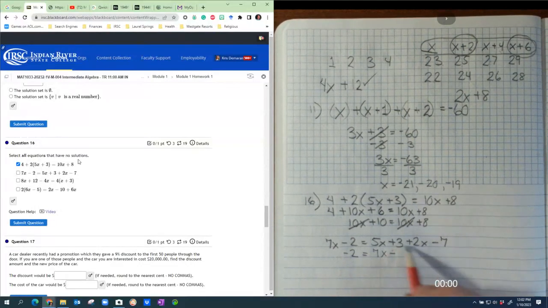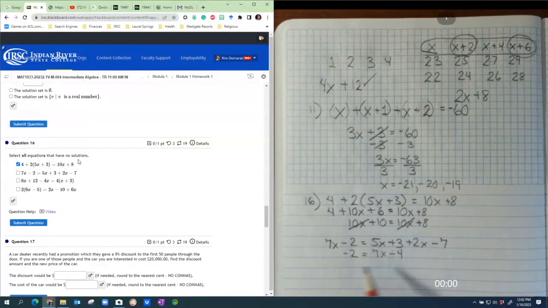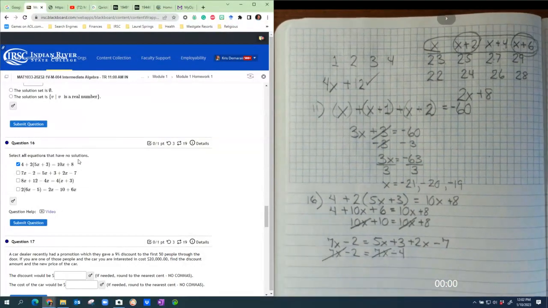And then we're going to combine these two together right here and get negative 4. And this has got a 7x right here. So the 7x's are going to cancel each other. So negative 2 equals negative 4 is not a true statement. So that one's also going to not have a solution.